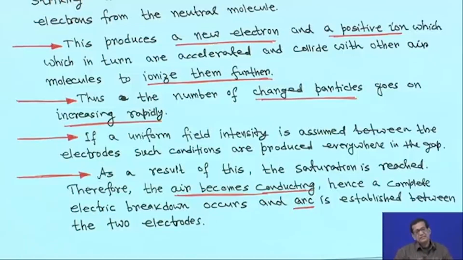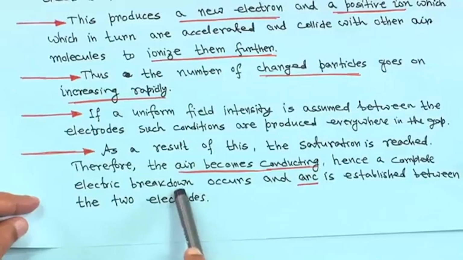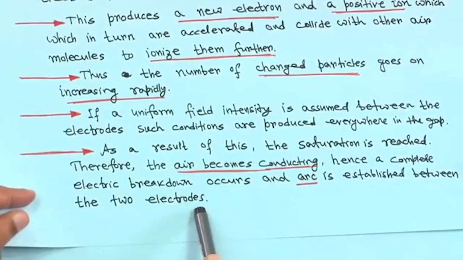Suppose you have two electrodes, two parallel planes, and you apply a voltage across them, so an electric field is created. If the electric field intensity is uniform at every point, then there will be a breakdown at this voltage, at a potential gradient of 30 kilovolt per centimeter. In that case a complete electric breakdown occurs and an arc is established between the two electrodes.